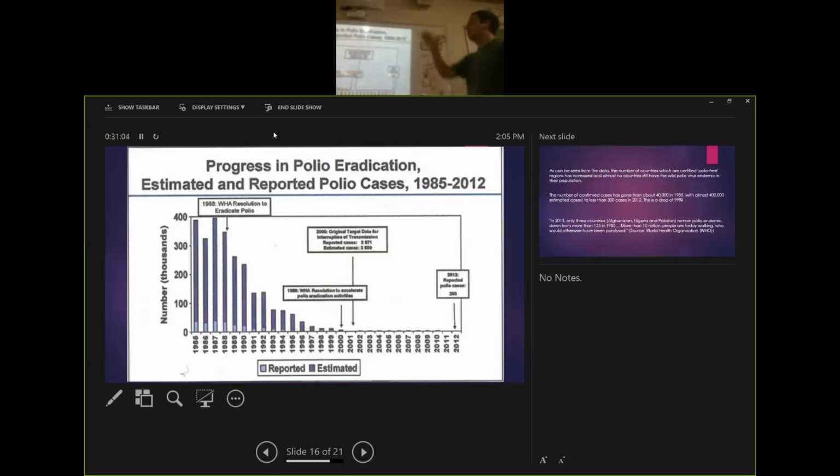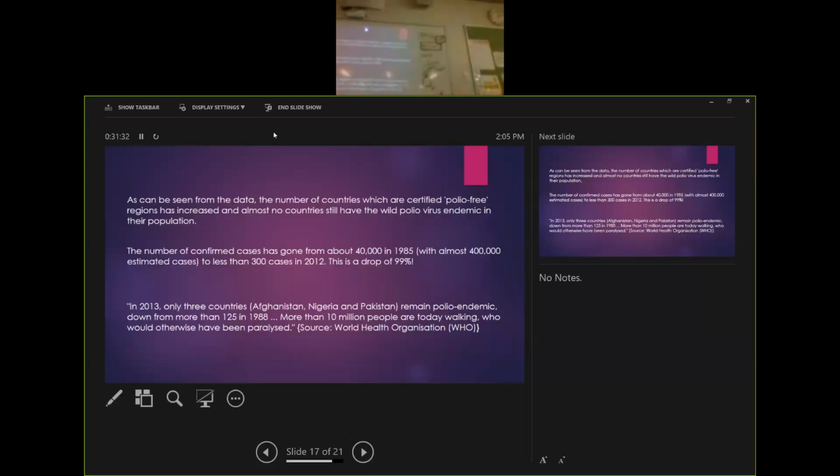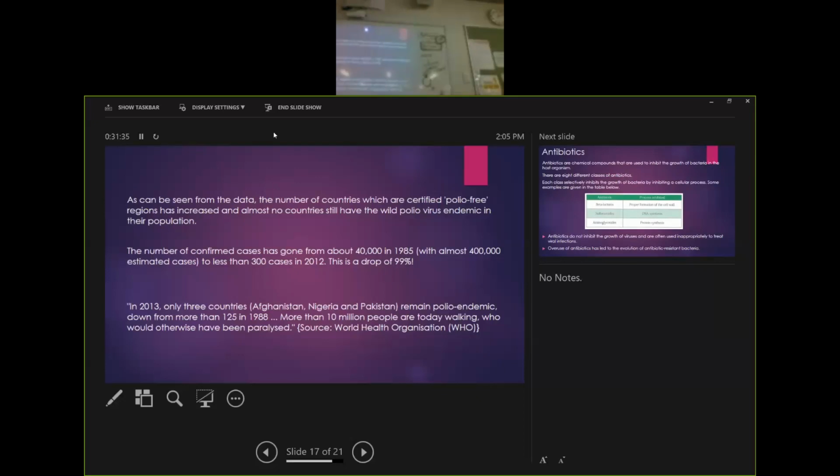They made that resolution to eradicate polio, and over the next 10 years, just by vaccinating and making sure the information was out there, and information's key. If people know about it and they know what they're doing, and also have resources to get the vaccine out there, it can make a big decrease in reported polio cases over 30 years or so. And so we can see that the number of countries which are polio free has increased. Almost no countries still really have the wild polio virus in their population as an endemic thing.